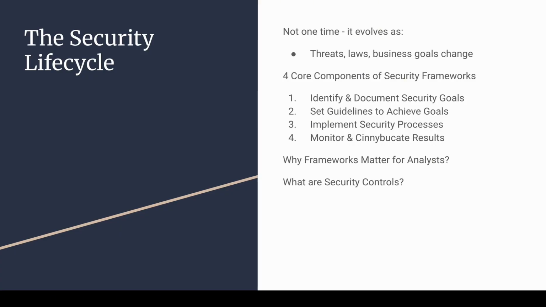And they are: identify and document security goals. This defines what the organization wants to achieve, for example identifying where current systems are out of compliance. Second, set guidelines to achieve goals. This is where you create rules and policies that guide behavior. An example would be policies for handling user data requests or rules for data access, storage, and deletion. So this turns goals into actionable guidance.